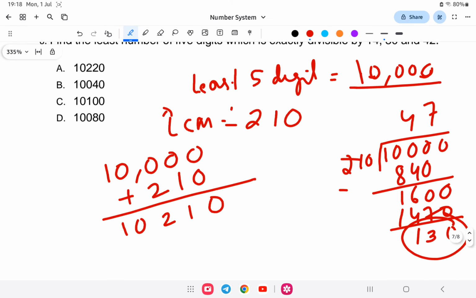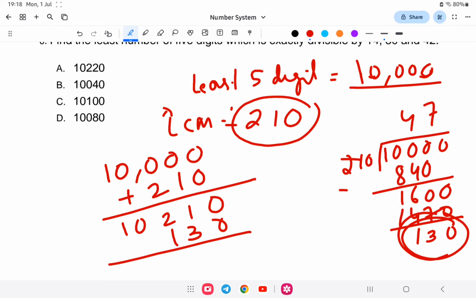When 10,210 minus the remainder 130 is taken, we get a number that is divisible by all of them. That means 10,000 plus the LCM 210 minus the remainder 130. So 10,000 plus 210 is 10,210, minus 130 is 10,080. So the answer is D.